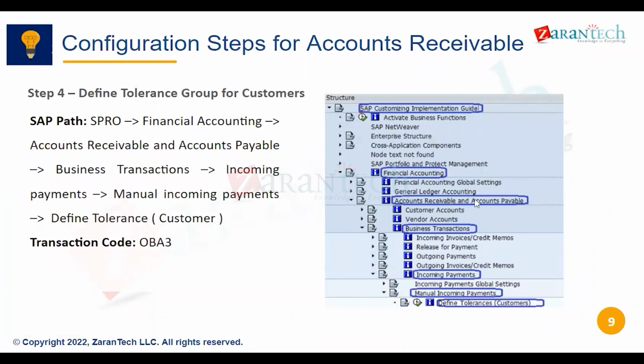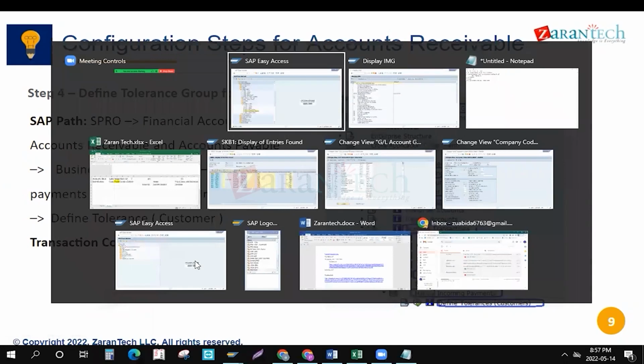See, business transaction, accounts receivable, payables, incoming, manual, define tolerance for the customers. OBA3. And for the vendors also, it's the same thing, OBA3. Of course, I agree there are different paths to go, but for both we can use the same OBA3. So let us complete this small step of tolerance group.